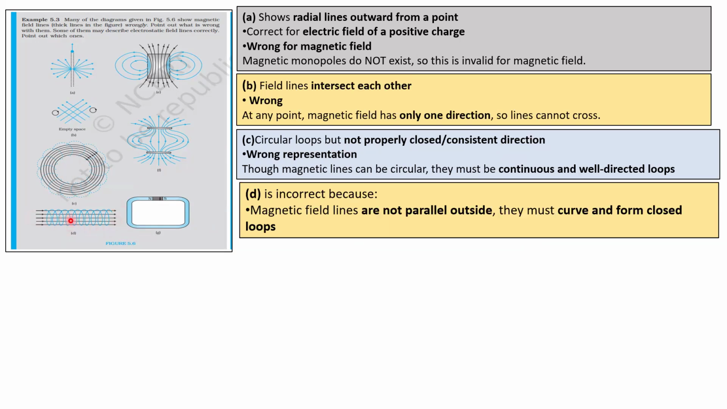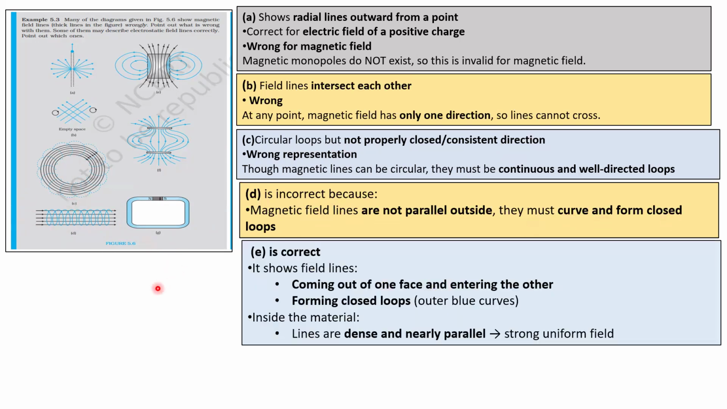Here, the field lines are shown as parallel lines. It is incorrect because magnetic field lines are not parallel outside. They must curve and form closed loops. Okay, now we'll go for diagram E.